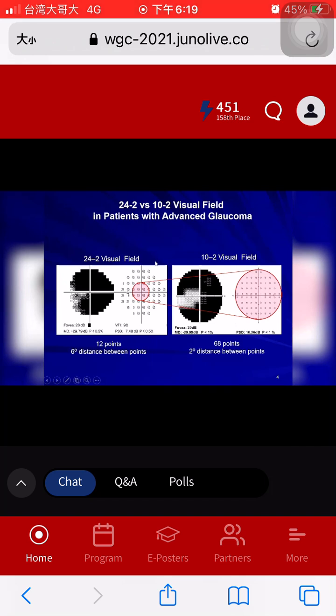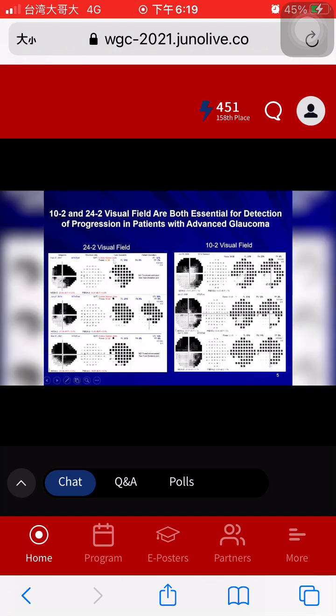Once functional damage affects the central 10 degrees of visual field, we cannot tell how the macula is preserved unless we perform the 10-2 visual field program. 10 degree and 24 degree visual fields are both essential for detection of progression in advanced glaucoma. As you can detect the progression of inferior arcuate scotoma on the 24 degree field, we can also find progression in the inferior central part on the 10 degree field.